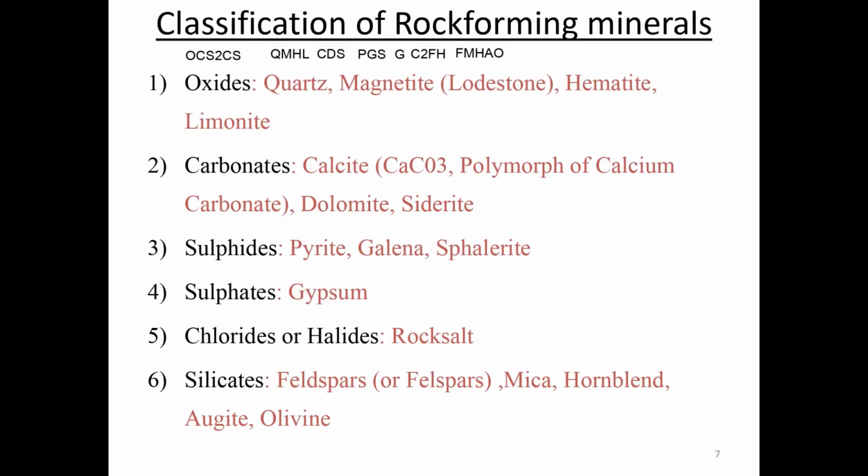Classification of rock-forming minerals. 1. Oxides. Examples of these minerals are quartz, magnetite, lodestone, hematite, and limonite. 2. Carbonates. Carbonates may exist in the form of calcite, CaCO3, calcium carbonate, dolomite, and siderite. 3. Sulfides. Some of the sulfides are pyrite, galena, and sphalerite. 4. Sulfates, for example, gypsum. 5. Chlorides or halides, like rock salt. 6. Silicates. Some examples of silicates are feldspars, mica, hornblende, augite, and olivine.